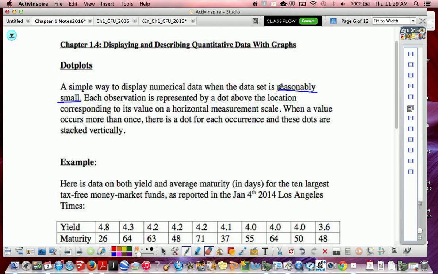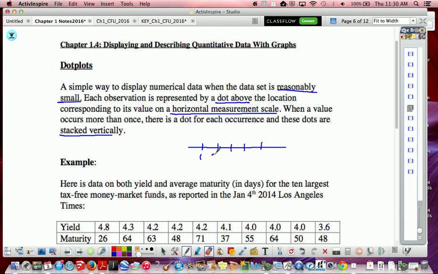Okay? So one of them that we will do is simply called a dot plot. All a dot plot is, you're going to have a horizontal measurement scale or a horizontal line with a scale on it. And above each value that is in the data, you'll put a dot above that location. Every time that a data point repeats, you're just going to start to stack the dots. So they'll eventually get stacked vertically. So your dot plot might look something like this.